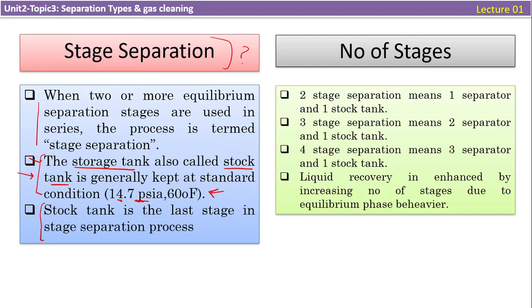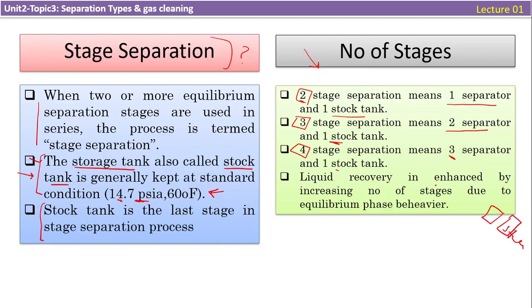So in the stage separation, since there are a number of stages, what are the possible configurations for the number of stages? There are many chances. For example, if there are two stages, it means that there will be one separator and one stock tank. If three stages are required in any given separation, it means that there are two separators and the last one, that is a stock tank. If there are four stages of separation, it means there are three separators and one stock tank. So ultimately the last option is the stock tank and the remaining are separators.